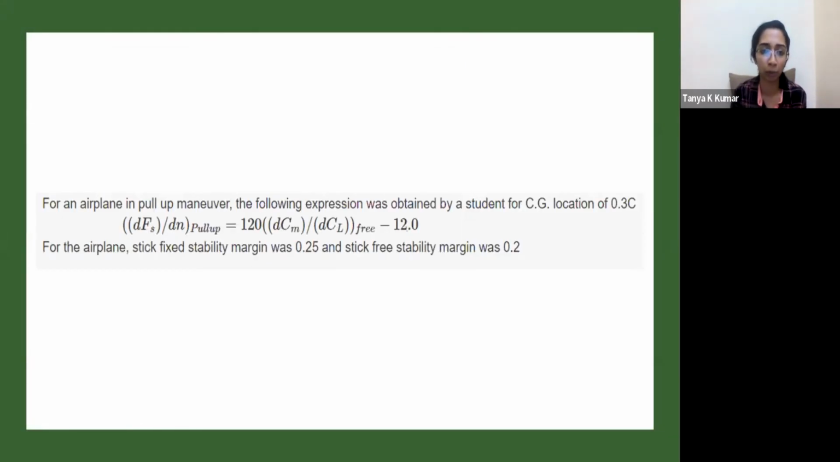So this is the question. For airplane in pull-up maneuver, the following expression was obtained. Okay. Something wrong. Just a minute.